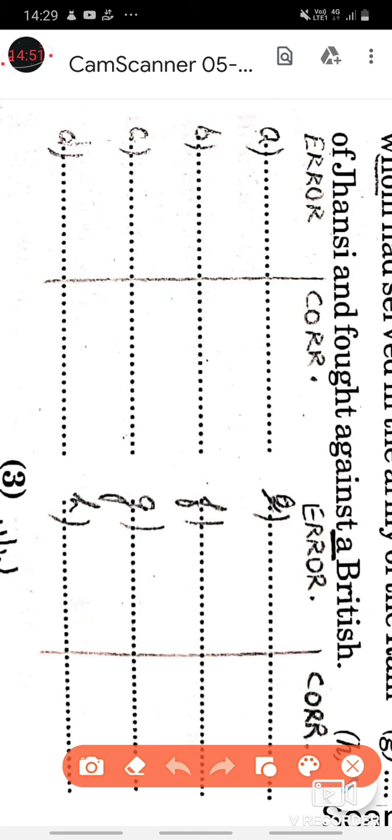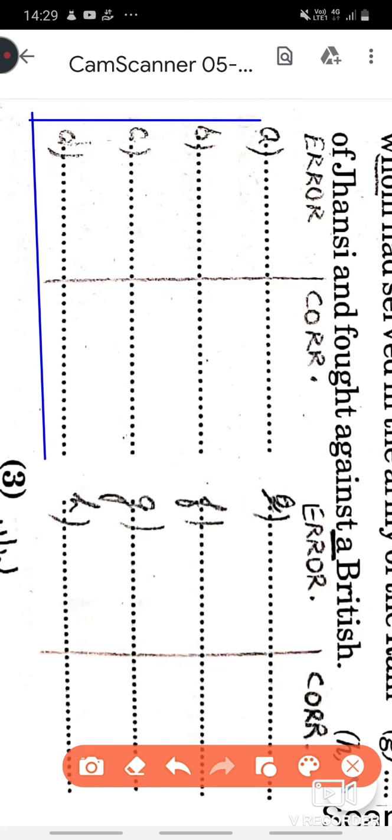Now children, as you are beginning with this topic for the first time, I have underlined all the errors. All you have to do is to make a proper table like this. On both the sides, mark them as A, B, C, D, E, F, G, H. Then put error and correction as the heading and look for the correct word for the errors marked.